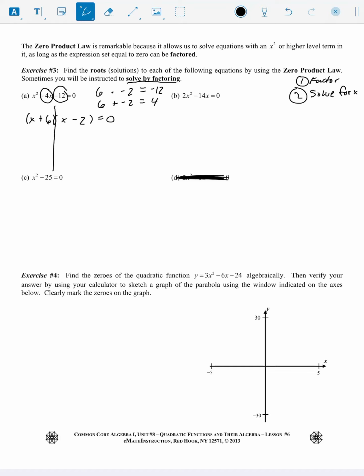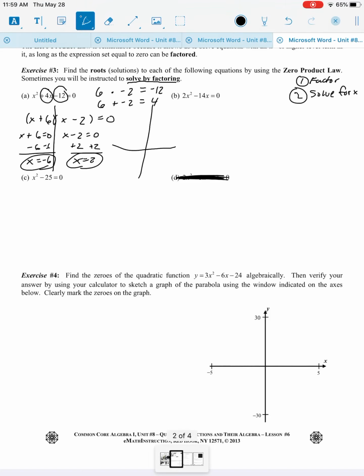Now again, we're looking for 0, so once we factor our quadratic, we solve for x. We set both of these binomials equal to 0 and solve. Our 2 zeros in this case are x equals negative 6 and x equals 2. And that's where our graph would cross the x-axis. And it would look something like that.